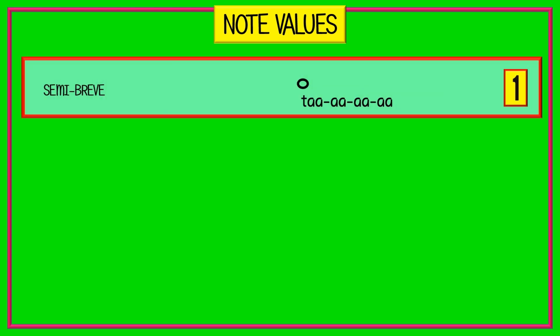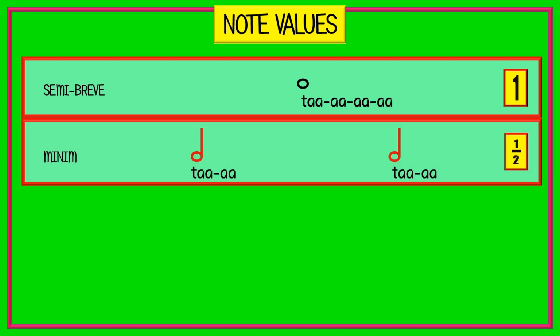You will remember that notes have different values. This was explored in video 2 of this series. There are 4 notes that you need to know about as a music beginner. The SEMI-BREVE has the value of one whole note. When we clap the SEMI-BREVE, we say ta, ah, ah, ah. The MINIM is half of a SEMI-BREVE. When we count the MINIM, we say ta, ah.